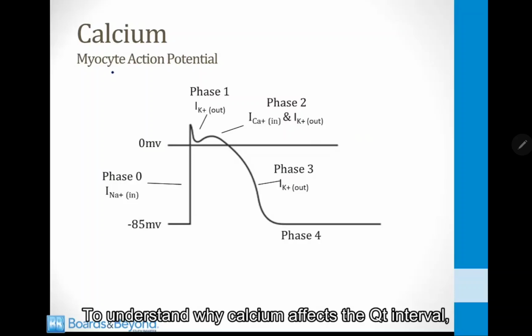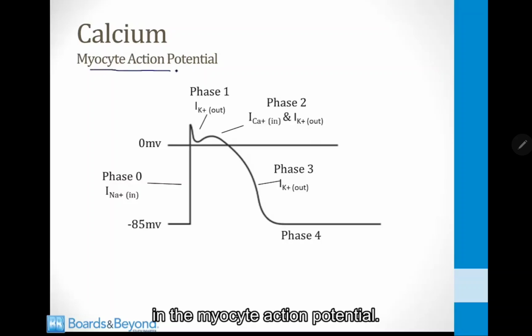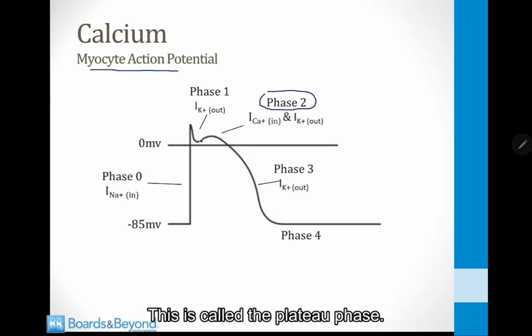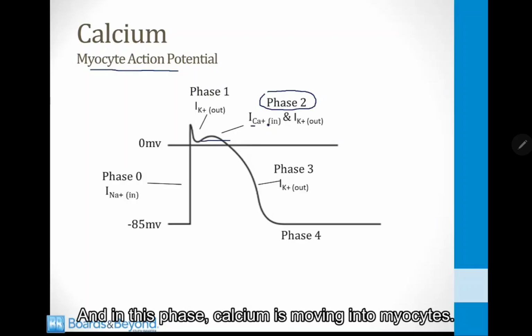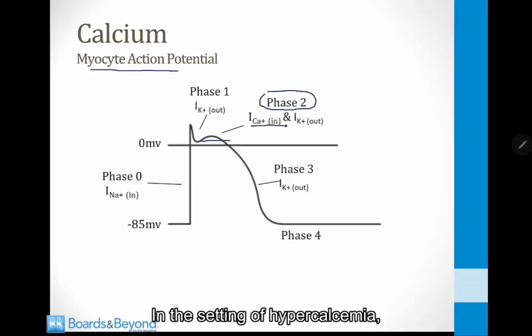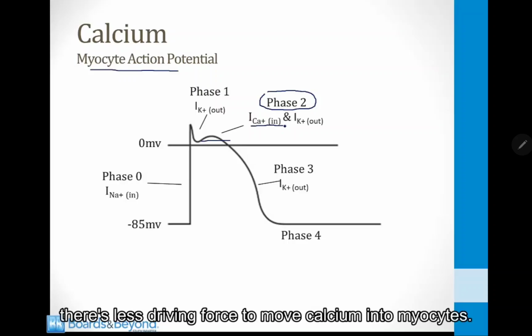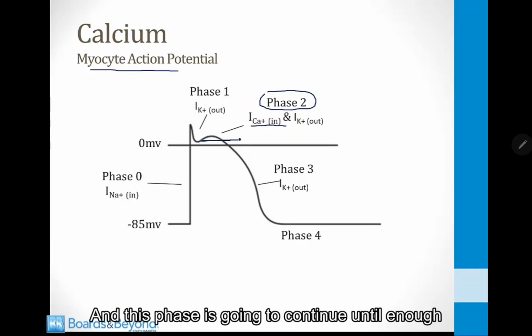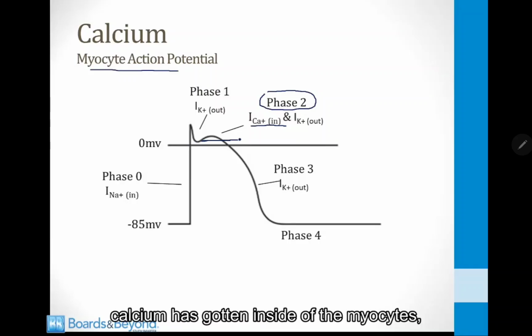To understand why calcium affects the QT interval, let's review the role of calcium in the myocyte action potential. Calcium is responsible for phase 2 of the myocyte action potential. This is called the plateau phase, and in this phase, calcium is moving into myocytes. In the setting of hypocalcemia, there's less driving force to move calcium into myocytes, so it takes longer for calcium to fill the cell. And this phase is going to continue until enough calcium has gotten inside of the myocytes.